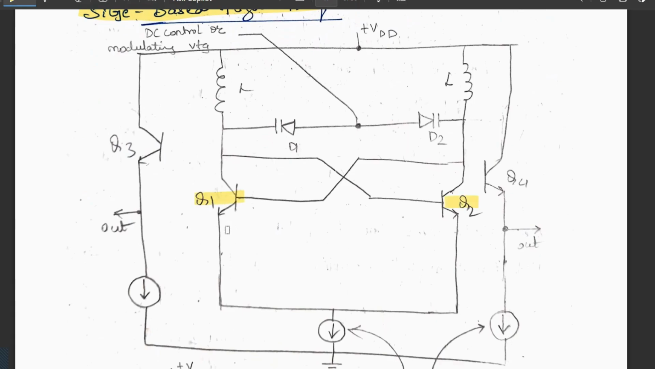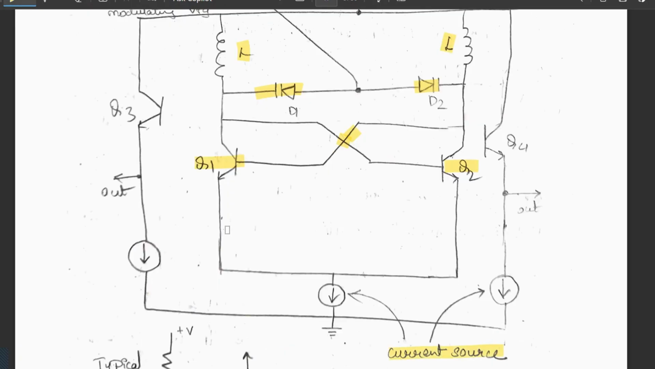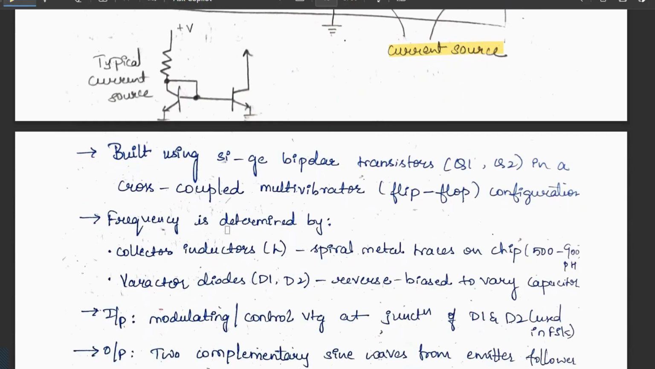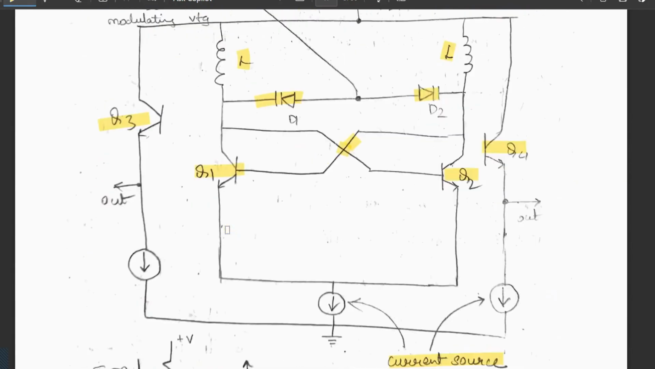Draw transistors Q1 and Q2 and cross couple them like this. Place varactor diodes D1 and D2. You will have two inductors connected to VDD, and at the bottom, it is connected to the current source. Place another two transistors, Q3 and Q4, in the outer part. So this is our silicon based high frequency VCO.